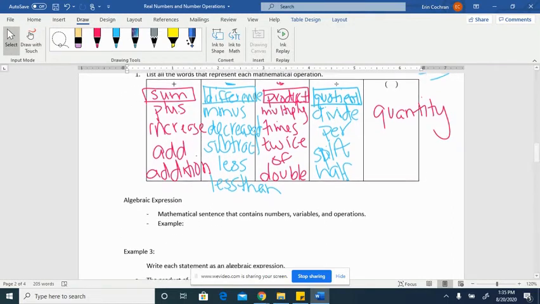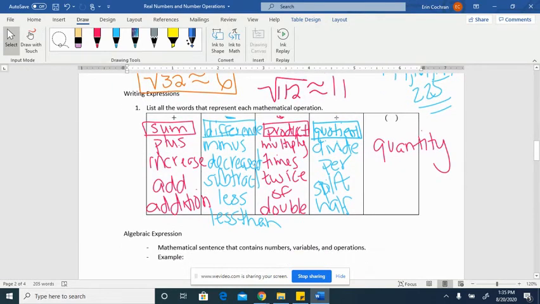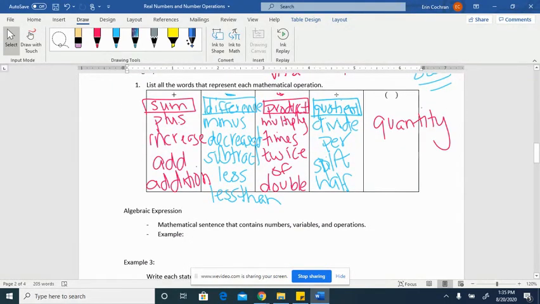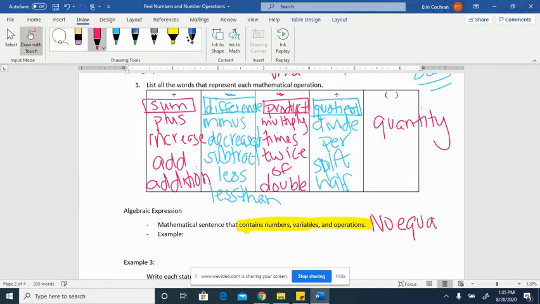Okay. Now, what we're going to use this for is we're going to have mathematical sentences, mathematical words, and we're going to have to put them as an expression. An expression uses numbers, variables, and operations. Expressions have no equal signs. So an expression could be like 2x plus 3, 7 plus 9 divided by x, things like that. Okay. x over 2.